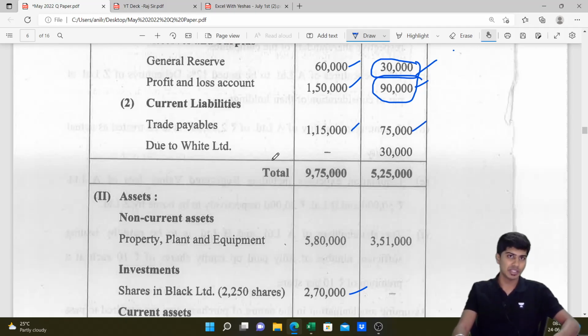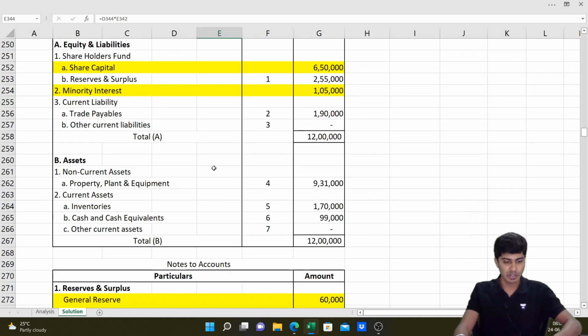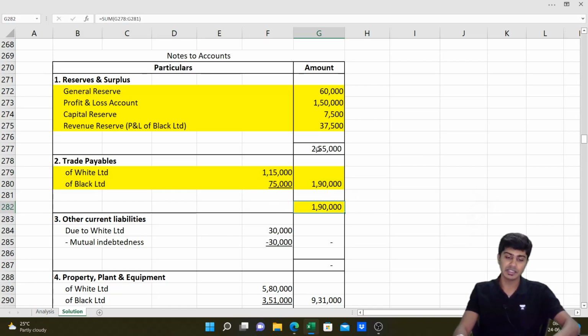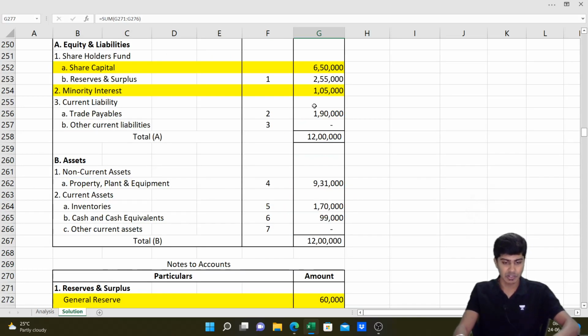We will add them up together and then write. I'll do a separate note to account. Have a look. In my notes to accounts, I've done trade payables. See, 1,15,000 and 75,000 together become 1,90,000. So this 1,90,000 has been posted to balance sheet. Have a look. 1,90,000 balance sheet, trade payables.